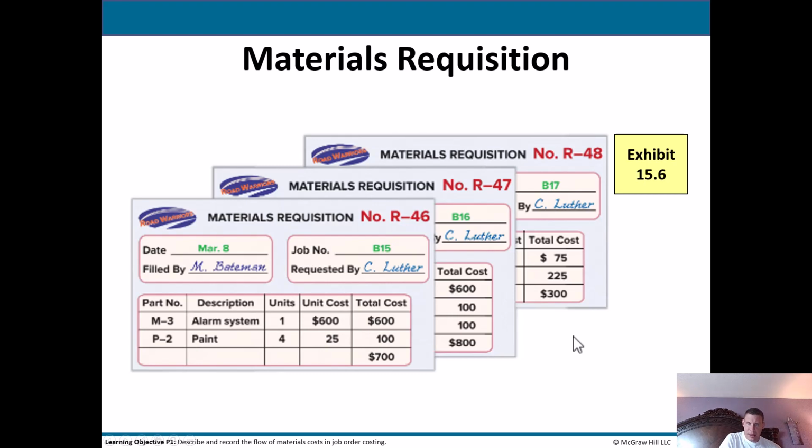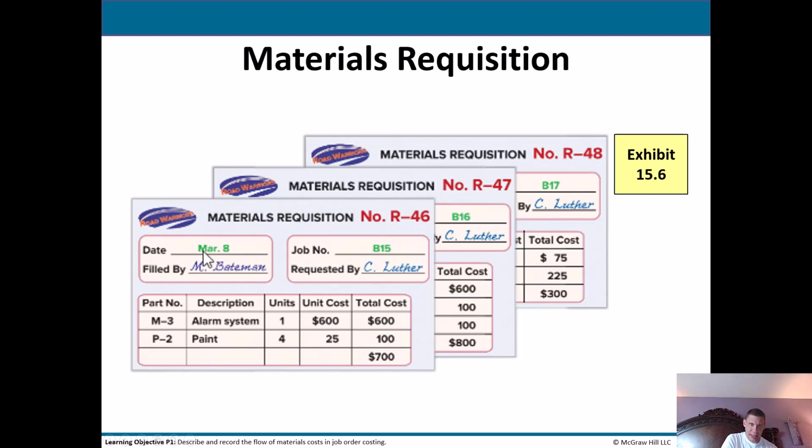So here's an example of, well, actually 3 examples of, we can just look at one, materials requisition slips. Think about what the word requisition means: to require. So production requires materials, right? When production requires materials, they go to the storeroom, the stock room where the raw materials are sitting, and say, hey, we need X amount of materials for Y job. And this is really what they're documenting here, right?